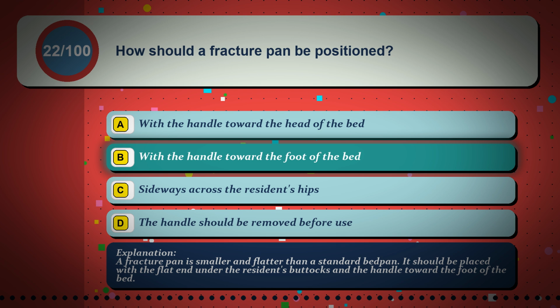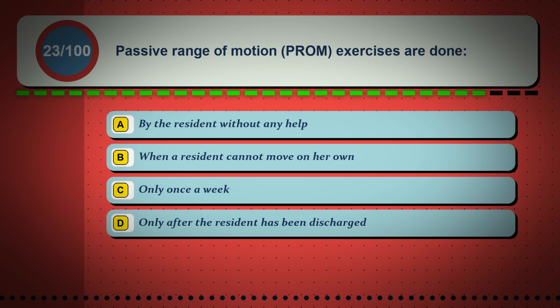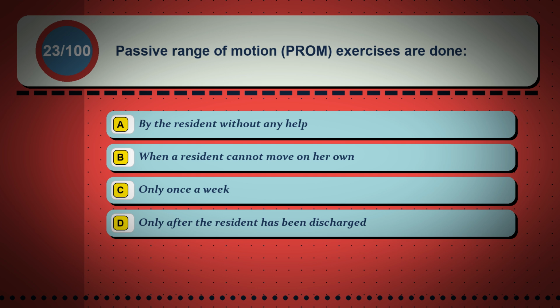Question 23. Passive range of motion, PROM, exercises are done. Option A, by the resident without any help. Option B, when a resident cannot move on her own. Option C, only once a week. Option D, only after the resident has been discharged.